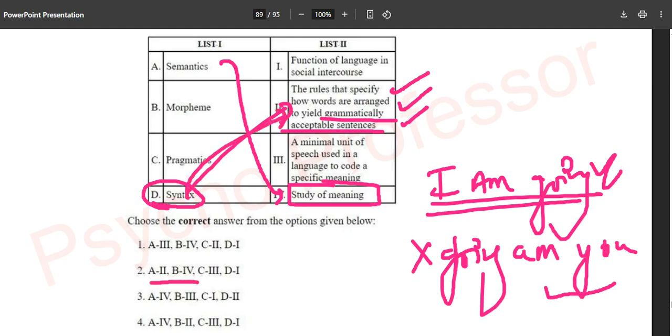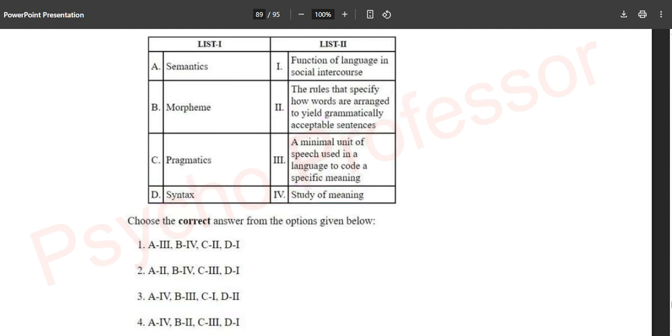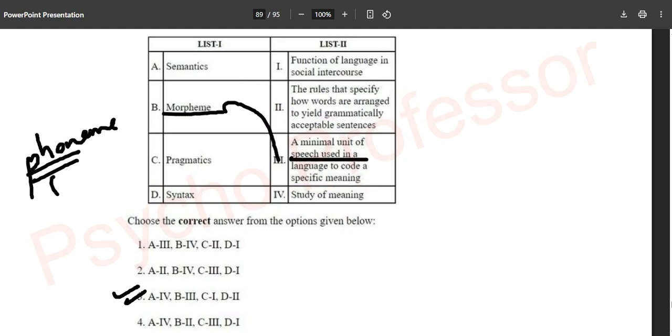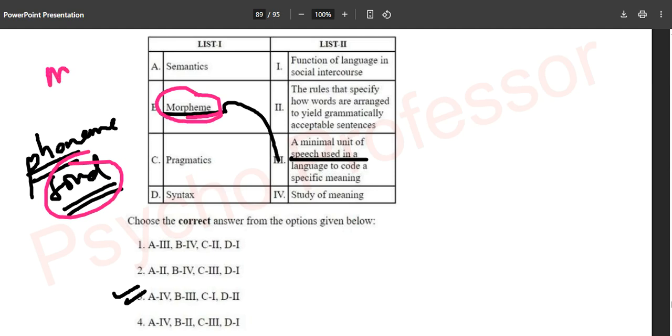And I hope you got the answer over here as well. Option number 3 is the correct answer over here. Now what is a morpheme? A morpheme is a minimal unit of speech, and phonemes are for sound. You can associate phone with sound, that minimum sound. And with morpheme, you can associate m with meaning, the specific meaning we are talking about.